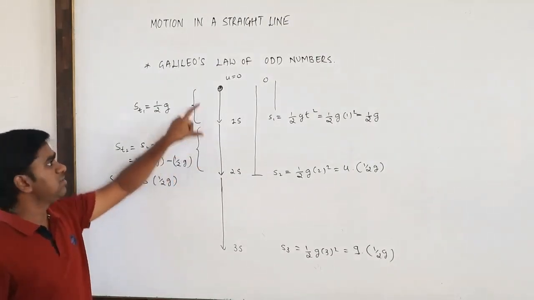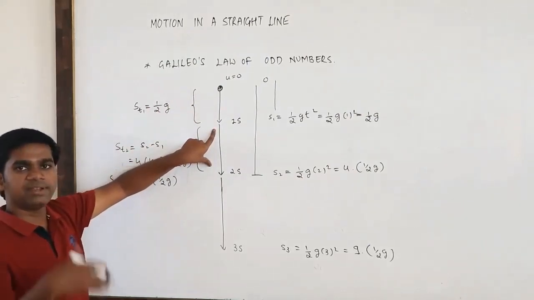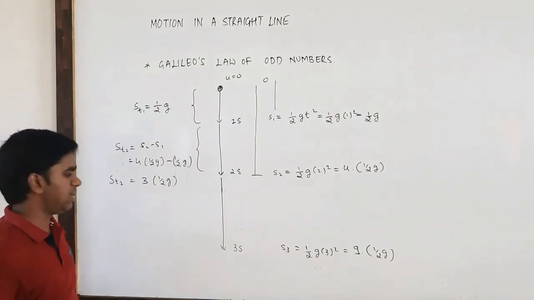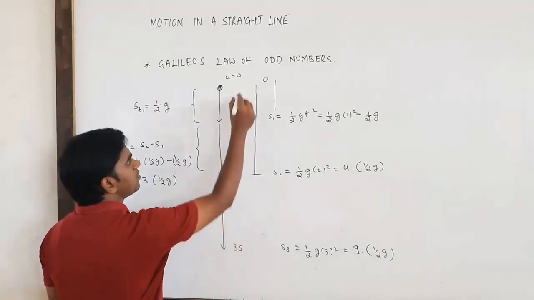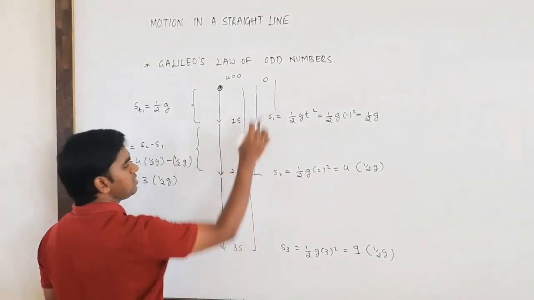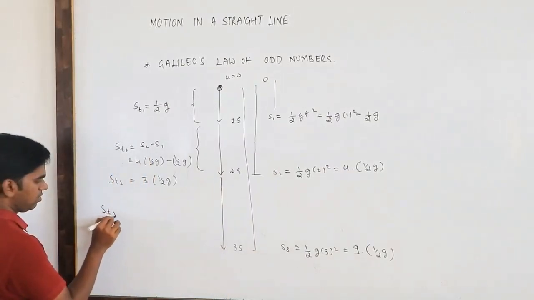Again in 1 second: this is the distance traveled in the first 1 second, and this is the distance traveled in the next 1 second. I want the distance traveled in the next 1 second again. How can you calculate this one? This total is S3. S3 minus S2 will give you this distance. So what is the distance traveled in the third second?